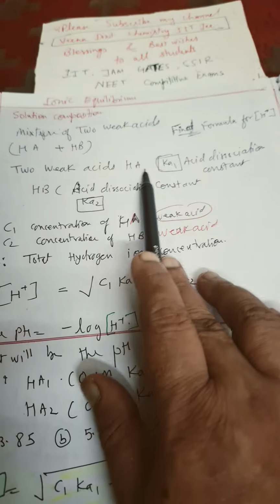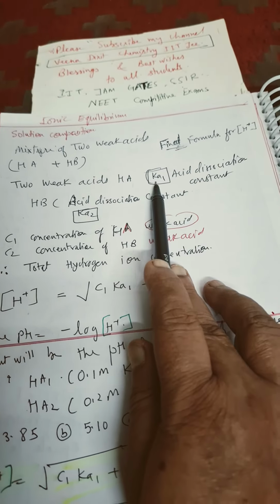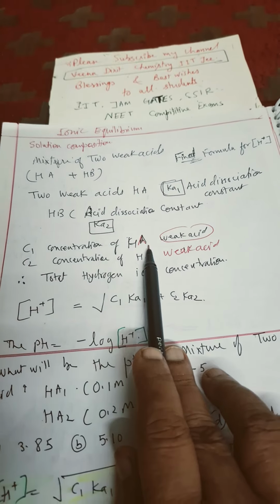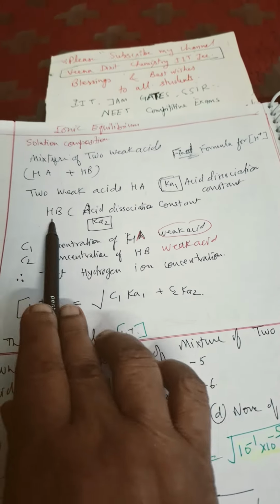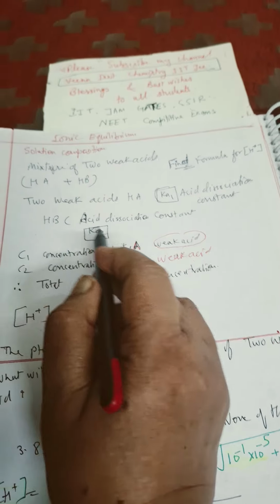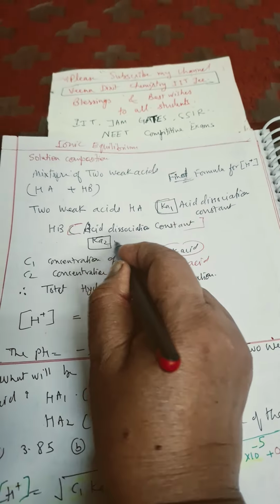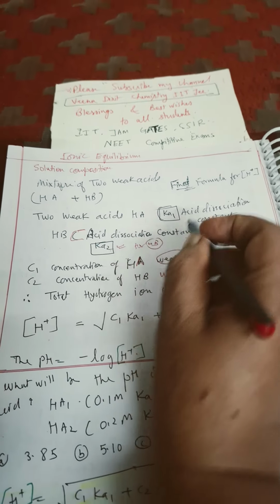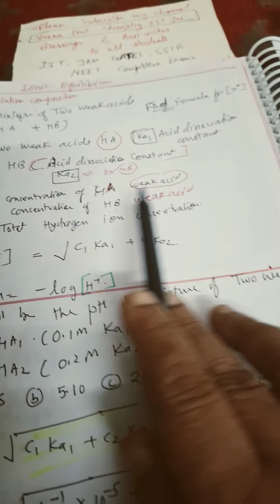So two weak acids, suppose we are taking HA. Ka1 is the acid dissociation constant of acid HA, and C1 is the concentration of HA, and C2 is the concentration of the second weak acid HB, and the acid dissociation constant of the second acid will be Ka2. Okay, so this is Ka2 for HB. What are HA and HB? They are weak acids. When they are mixed together, the pH will depend on the hydrogen ion concentration.